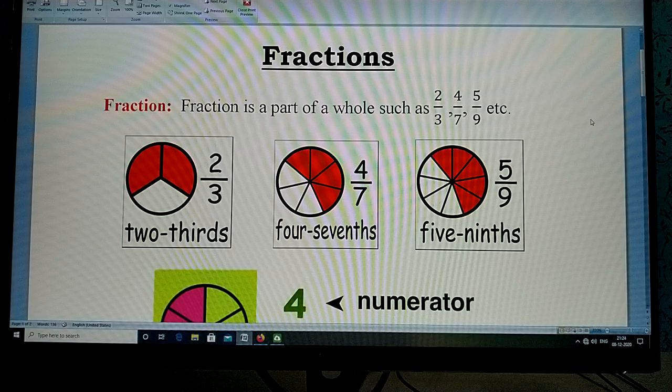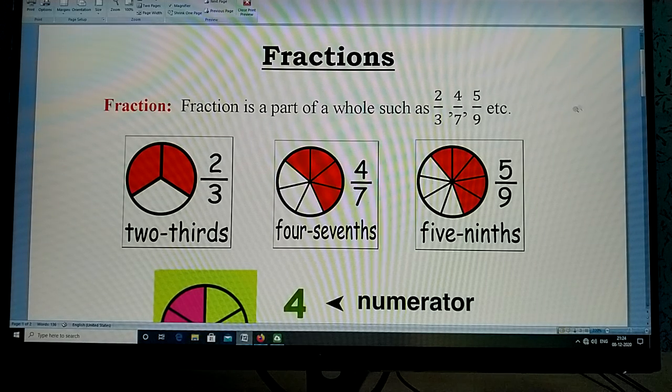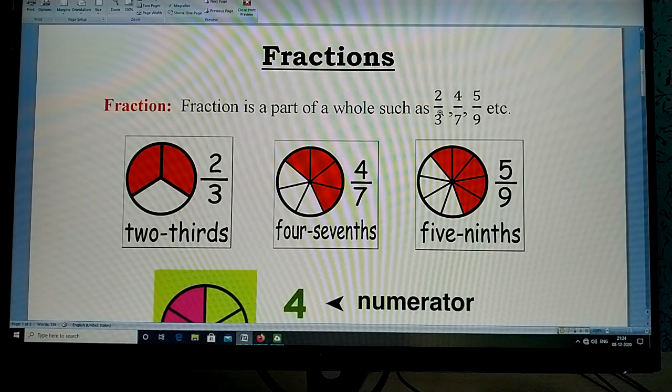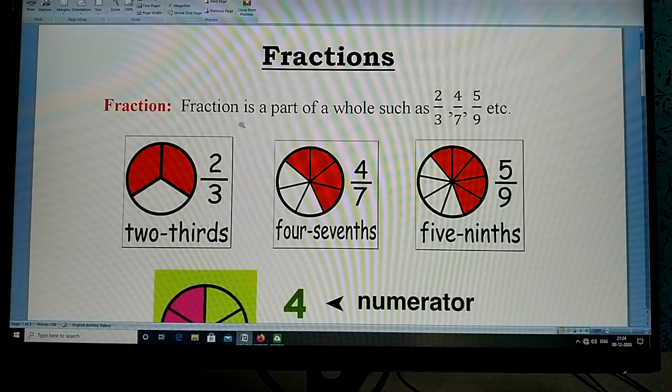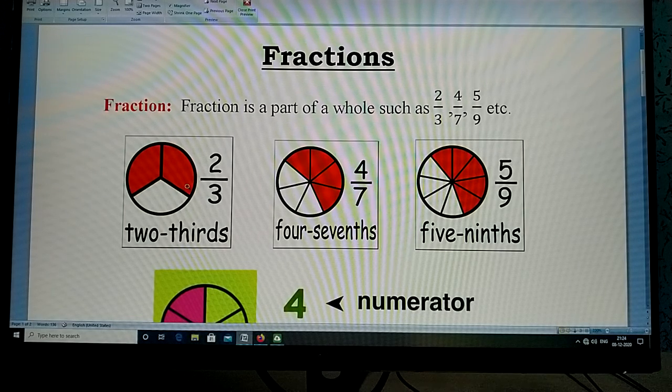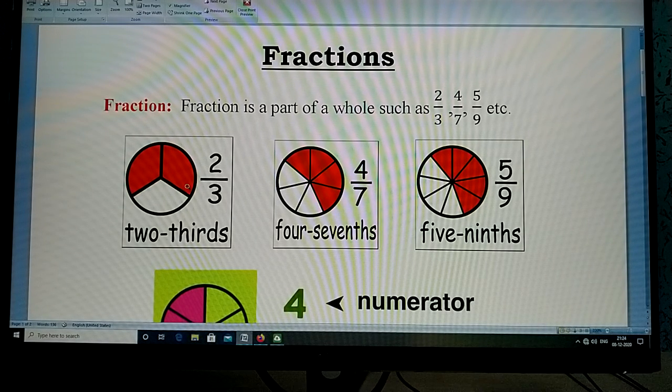So first of all, let us know what is a fraction. Now, a fraction is a part of a whole, such as 2 by 3, 4 by 7, 5 by 9, etc. These are some examples that are given here. First let us know what is a whole and what is a part. If you see, this whole circle is a whole. But if we divide it into equal parts, then each part represents a part of the whole.